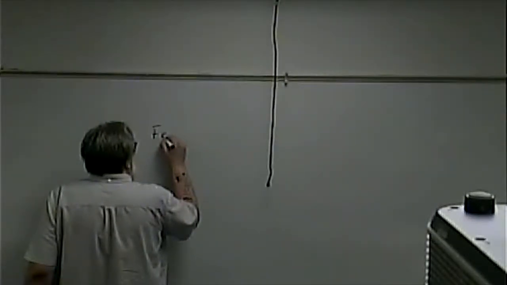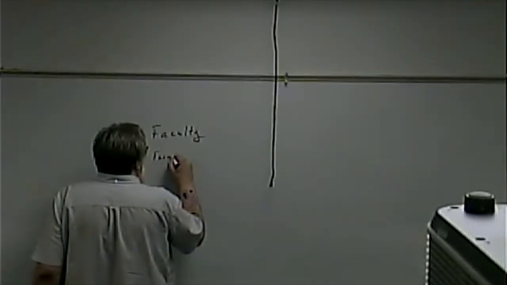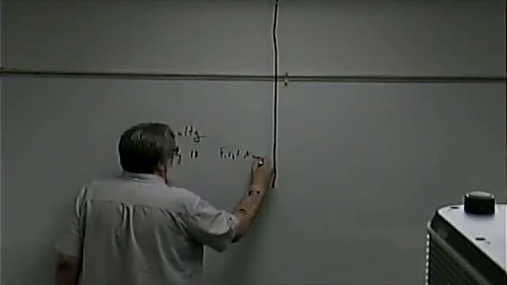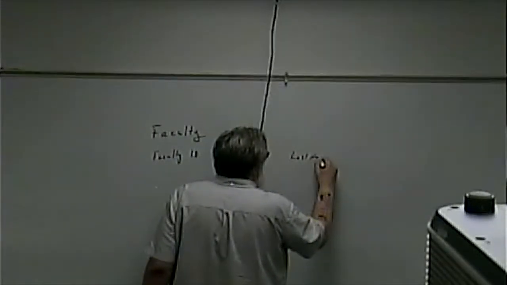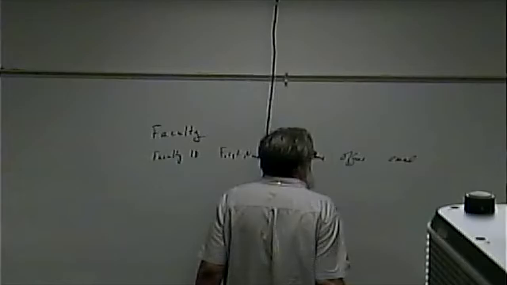Okay, now let's talk about relationships between one table and another table. Now, let's say every faculty member has a department. So right now, we have a table that says faculty. And in it, there is the faculty ID, first name, last name, office, email, and hire date.